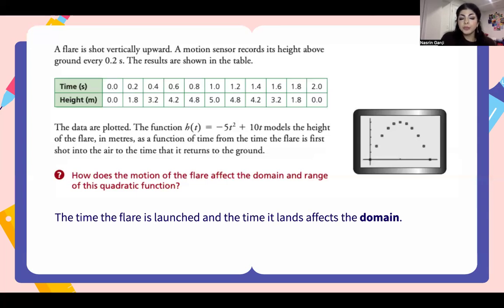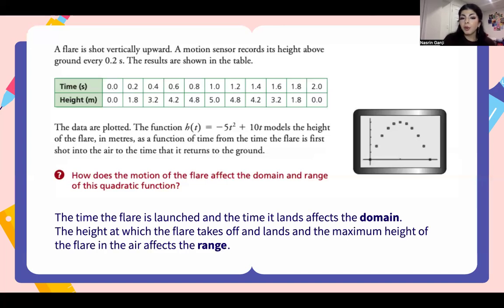Now, what about the range? So the range will be the height, and again, it's from the moment that the flare takes off and lands, the height that it has, which is 0 meters here, the maximum height that it reaches, which is 5 meters, and this will be our range. But how do we present that mathematically?